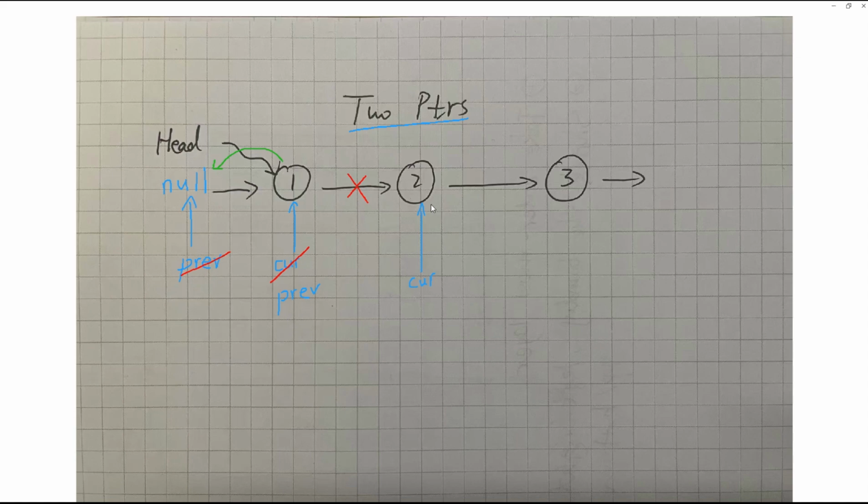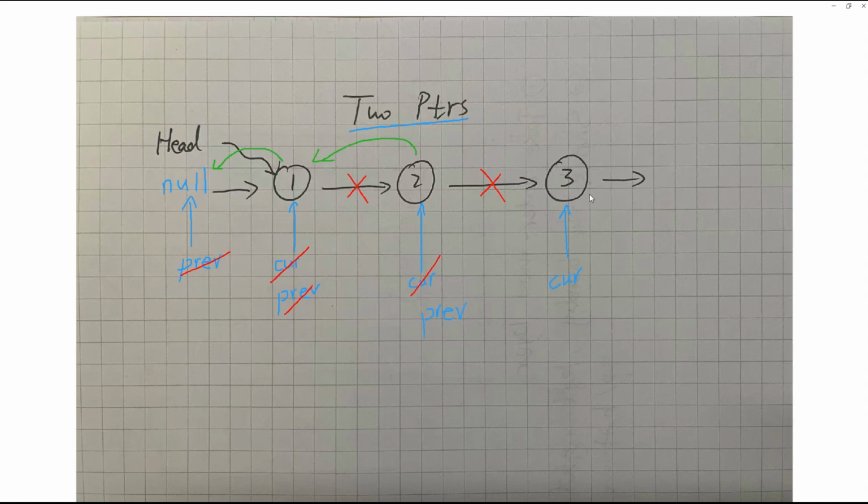So then we move to node 2. Basically the same thing. We will take the next pointer and make it point to the previous element. And then we will shift the current pointer to 3 and shift the previous pointer to 2.